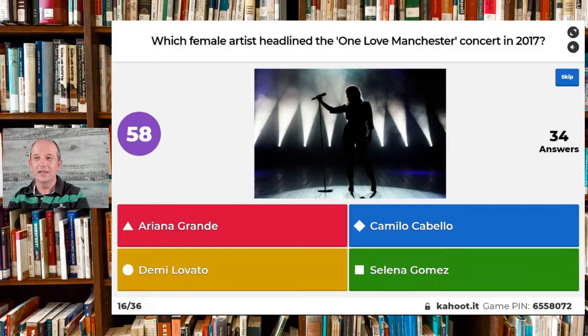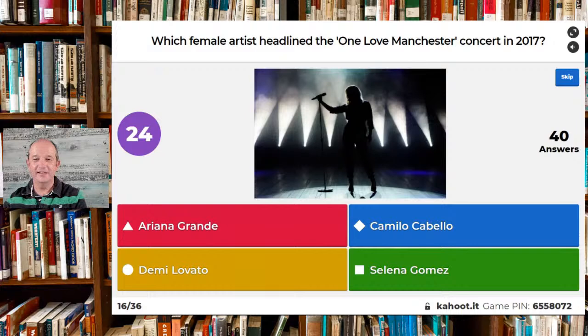So, One Love Manchester concert. Pretty big in the news, to be honest. So I'm sure you've probably heard of it. Ariana Grande, Camila Cabello, Demi Lovato, or Selena Gomez. And hi, Scott. Good to see you out there. So most of the answers come in now. That's fine. Still got 30 seconds. If you're not sure and you're still racking your brains trying to think who was it.